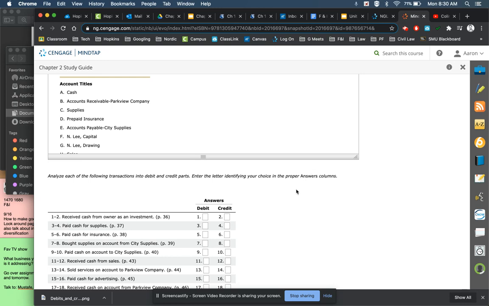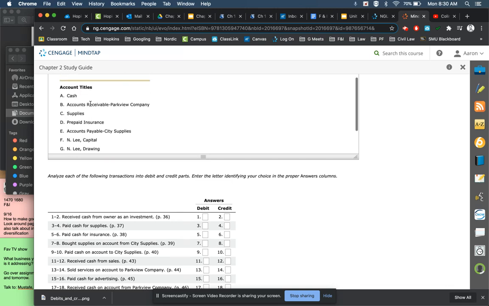Back to chapter two. So we are looking at our first two transactions, questions one and two. So received cash from an owner as an investment, very similar to some sort of transaction that you saw before. I need to look up into the account titles and pick which ones are debited and which ones are credited, because double entry accounting, we're always going to have two different accounts impacted, two different recordings per transaction.